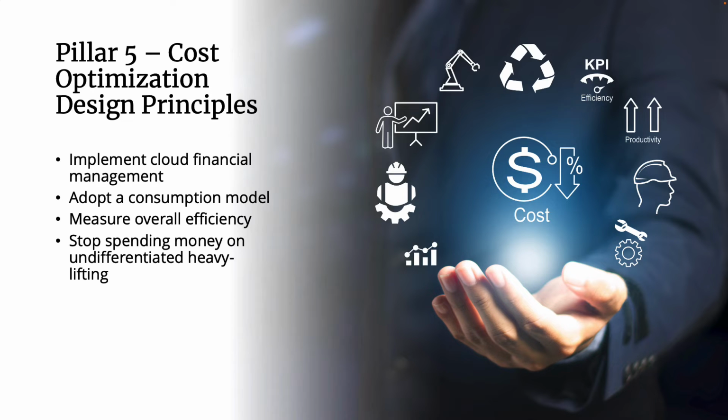Next, you want to stop spending money on undifferentiated heavy lifting. This is all about ensuring that you use AWS sensibly. Instead of racking, stacking, and powering servers, you want to remove all of that administrative overhead that comes with a cost in favor of more managed services from the AWS platform.